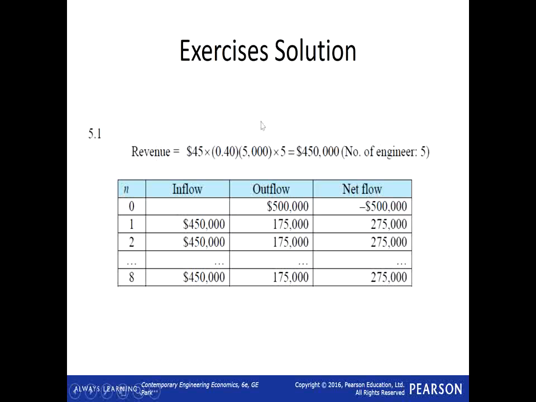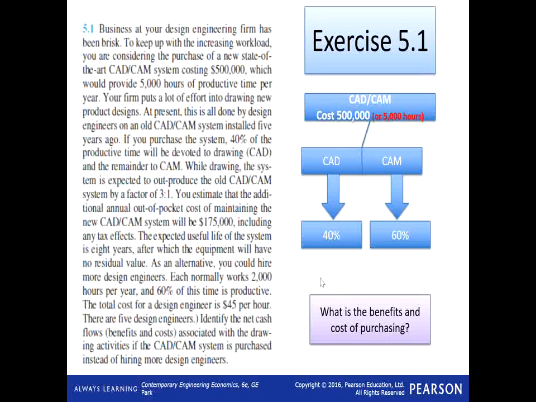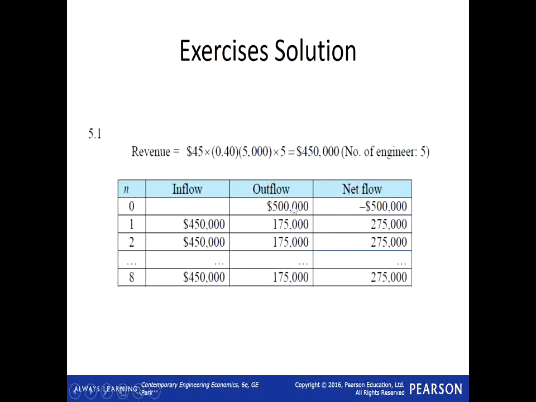Now, putting the same information into a tabular form, you can see that the first column is years from 0 to 8. Inflows are 450,000, which we just calculated above, and the outflow in year 0 is 500,000, and 175,000 is the annual maintenance cost, which you can see here. That annual maintenance cost of 175,000 is given in the question. So our net cash flows are 450 minus 175, which is 275,000.